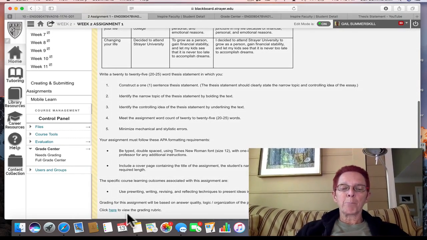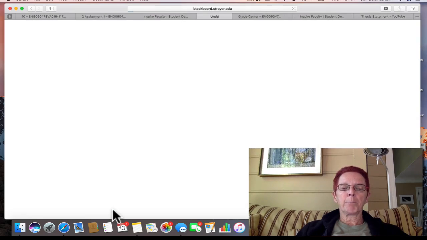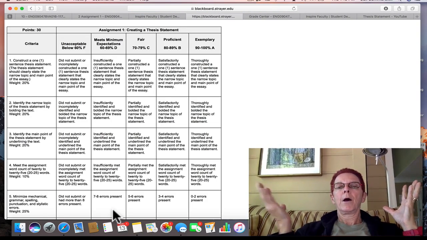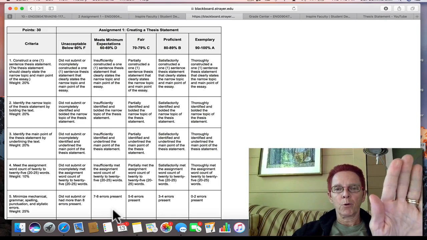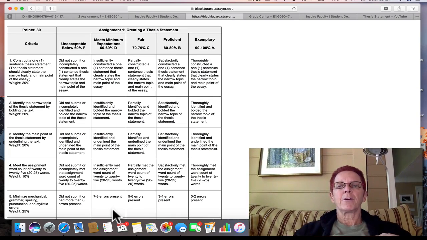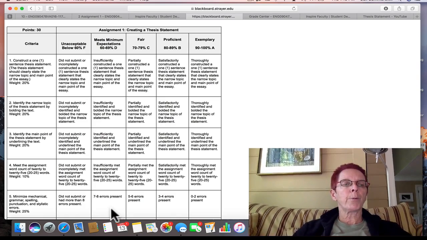Now I want you to look at the bottom of every assignment page. It says click here. Again, blue underline. That is a hot link. Click here. Boom. Grading rubric. Okay? Every assignment in Strayer has directions and the grading rubric. They go together. You can't just read the directions. You also need to look closely at the rubric.